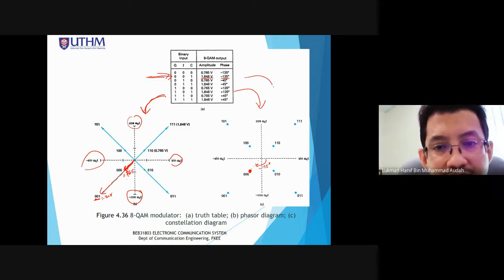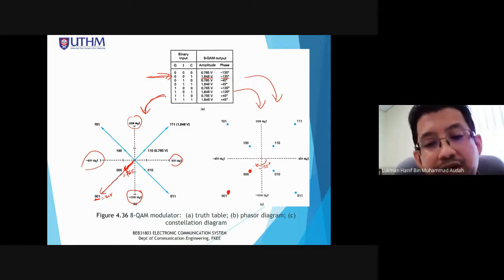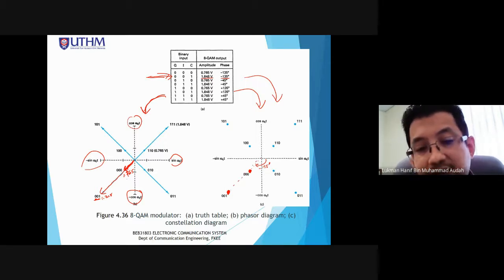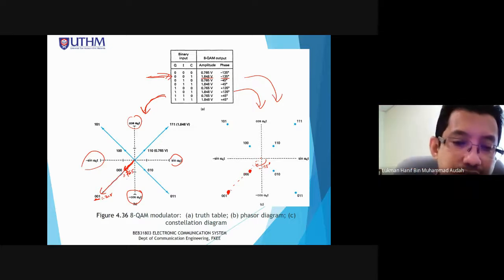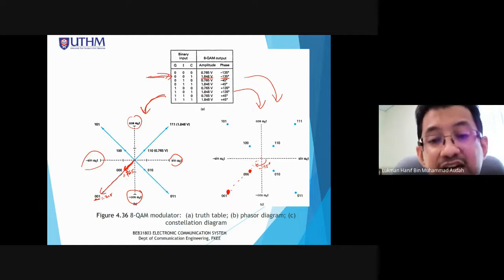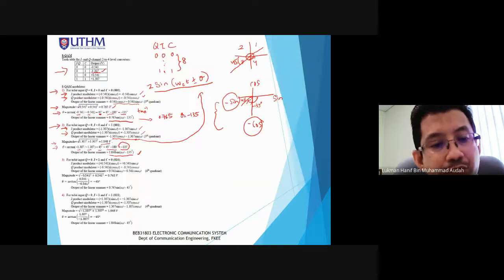Manakala untuk gambar rajah constellation, gambar rajah titik ini, kita perlu buat dot for this symbol 001. Dia berada pada negative 135 degree from the x-axis and the amplitude is longer, so it is located somewhere over here. Ini untuk input yang kedua. So ini cukup sekadar untuk quiz saja. Dia akan tanya sehingga input yang kedua. Okay. But I want to show you more than that.